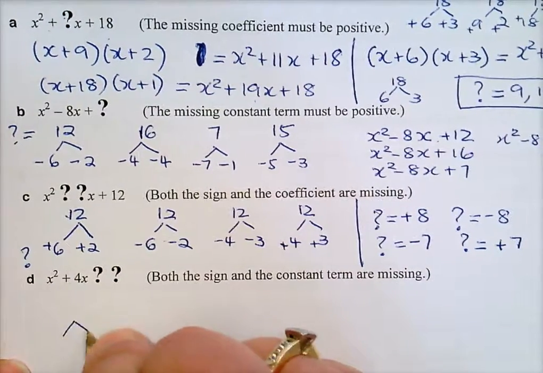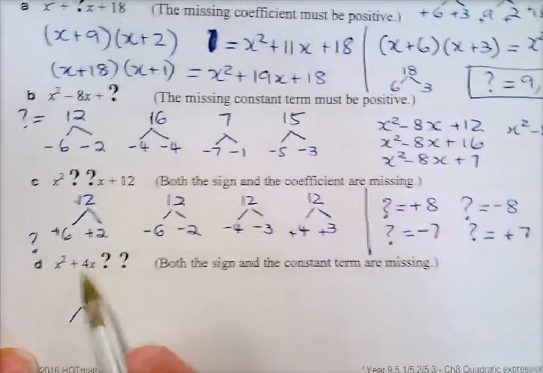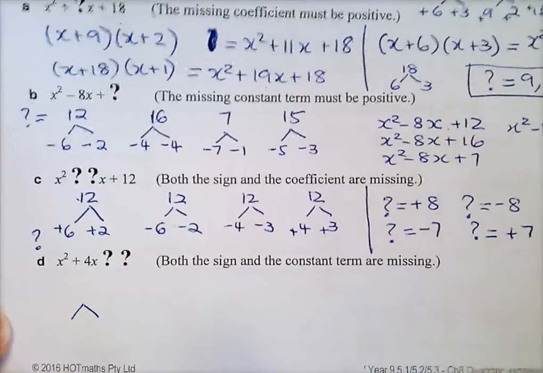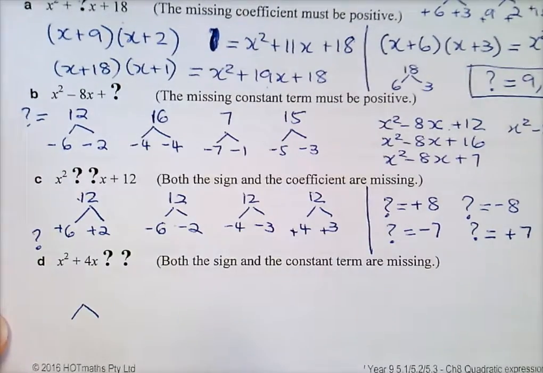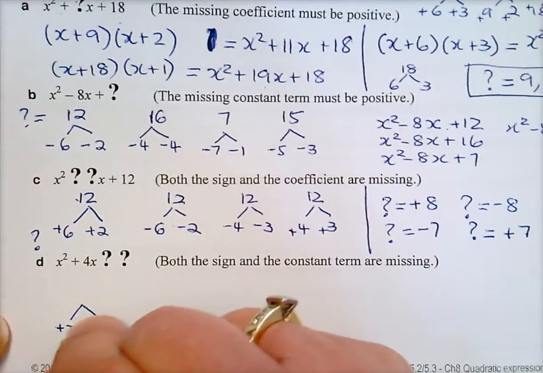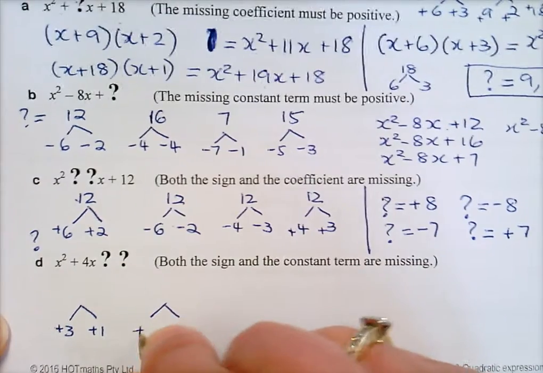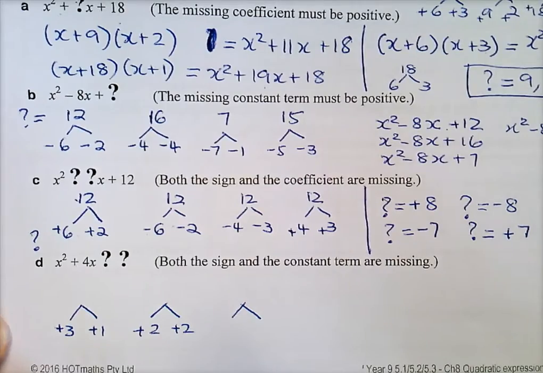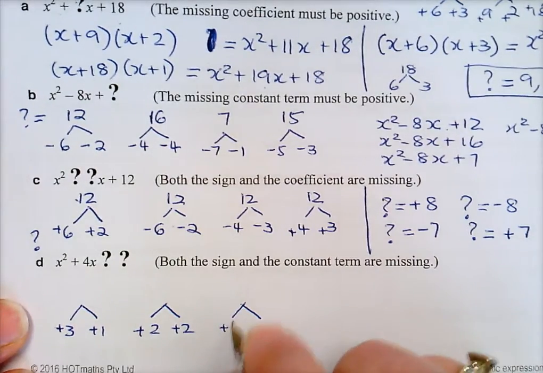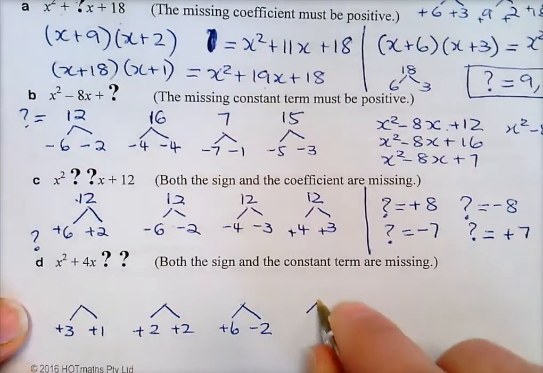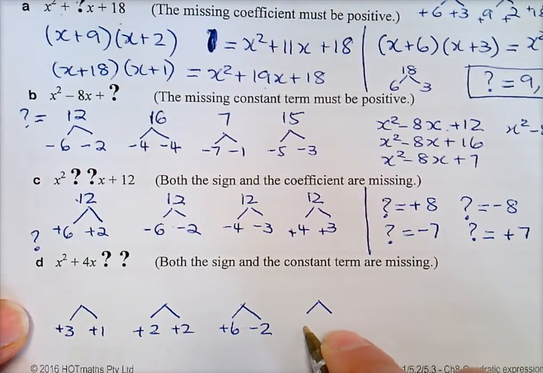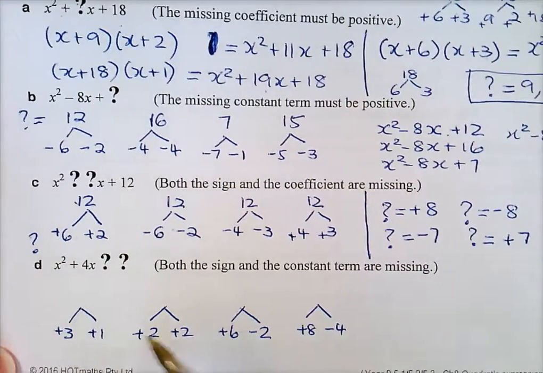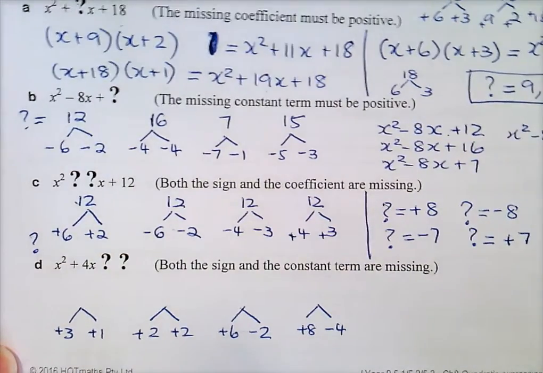But girls, I need the sum to be plus 4. Can you see that? The sum has to be plus 4. Give me any 2 numbers that add up to 4. 2 and 2, what else? Plus 3, plus 1, plus 2, plus 2. All right, I want something a bit different now. Plus 6, negative 2. What else? Negative 4 plus 8. Plus 8 minus 4. These are 4 sets of numbers that add up to give me plus 4.